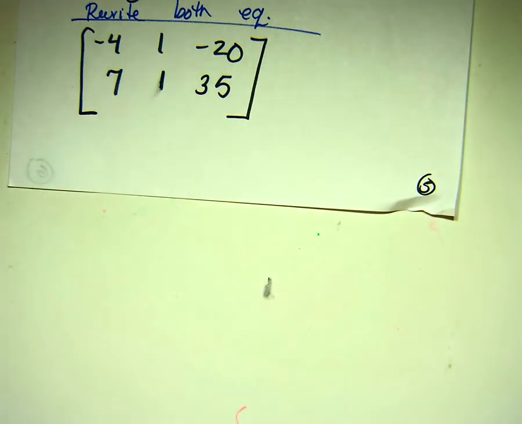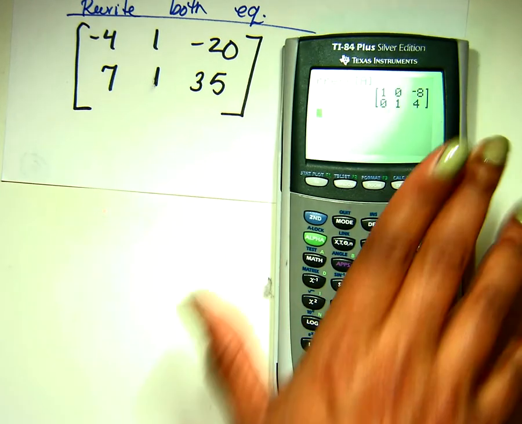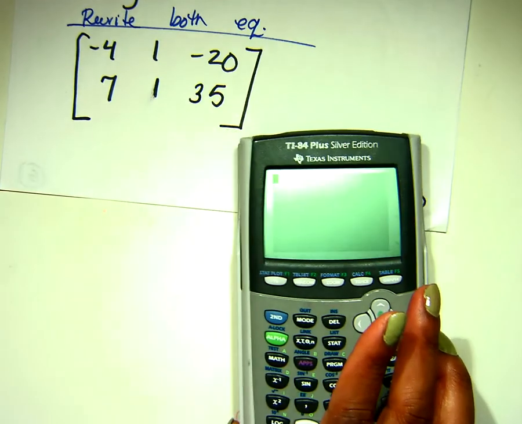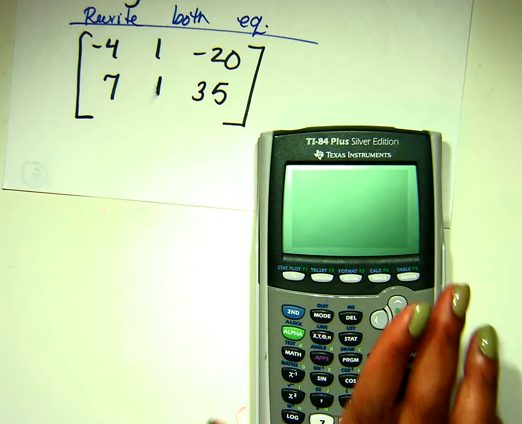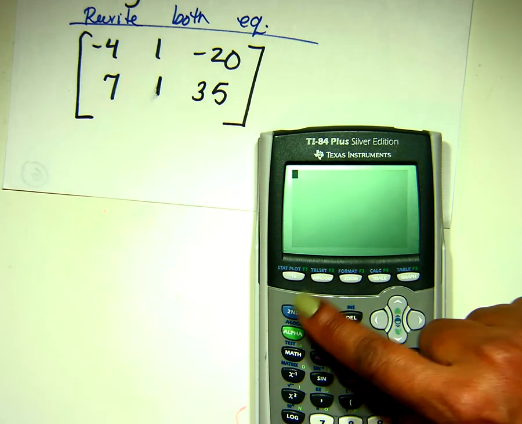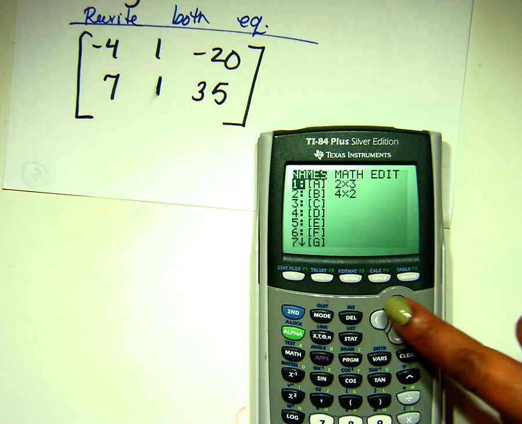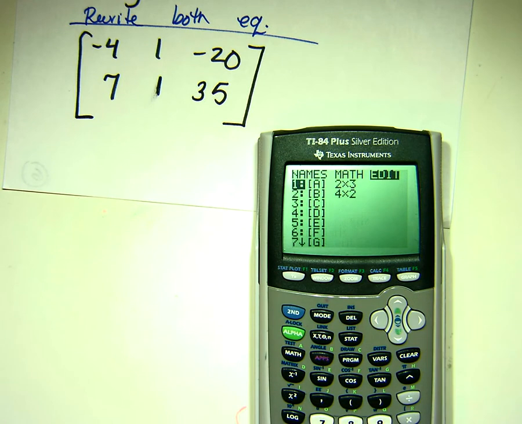So now you can see how I'm going to use the calculator again. My old matrix is still down there, so I'm going to hit clear. It's a glare right there. So there we go. I'm going to hit second matrix, use my right arrow key, go over to edit, and hit enter for selecting matrix A.